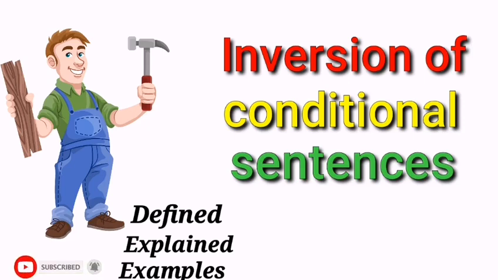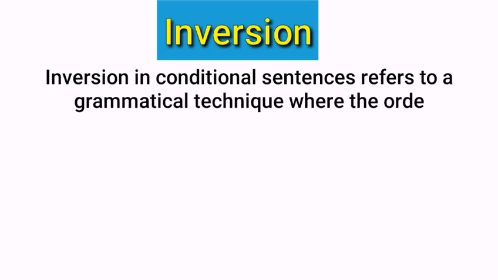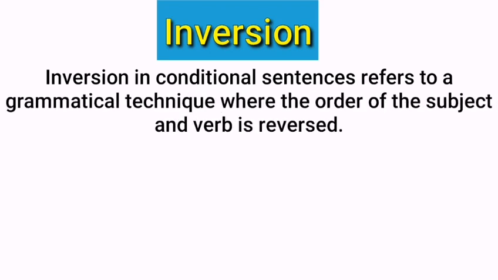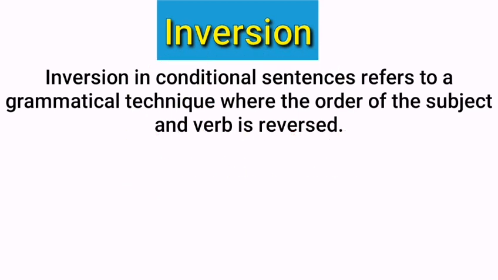Let's start. But first we should know what inversion is. Inversion in conditional sentences refers to a grammatical technique where the order of the subject and verb is reversed. What does it mean? Simply, inversion is just a way of creating another structure from a conditional sentence.